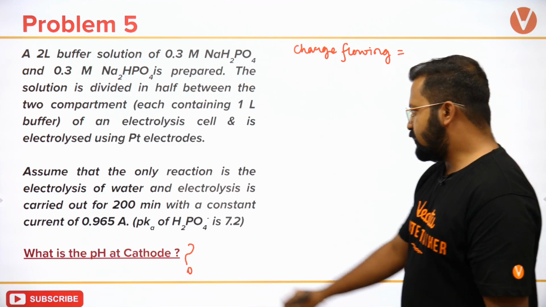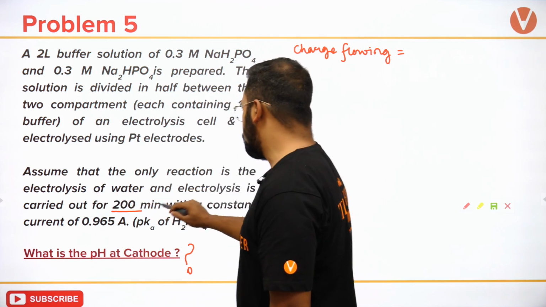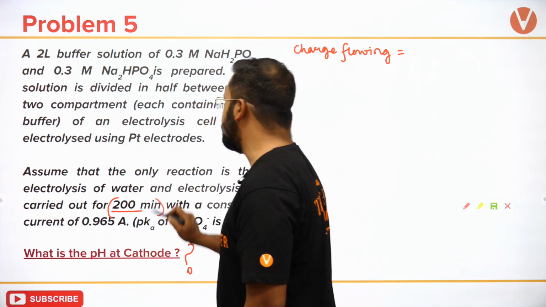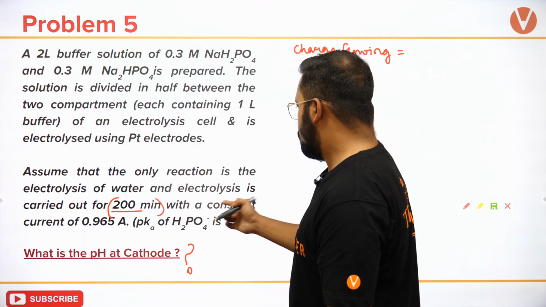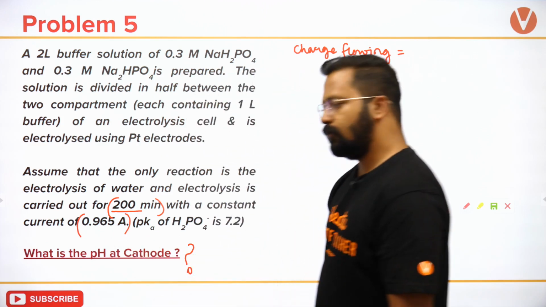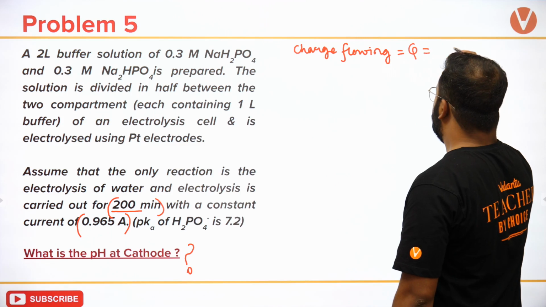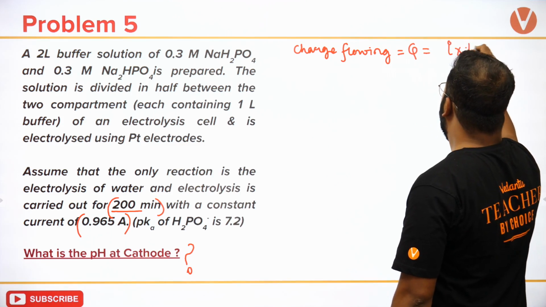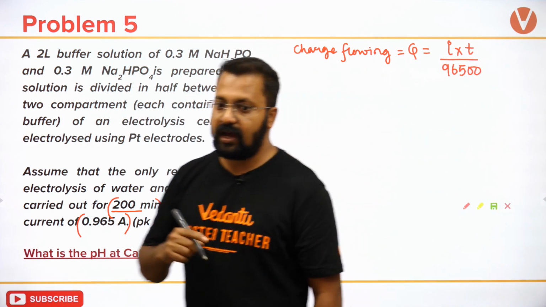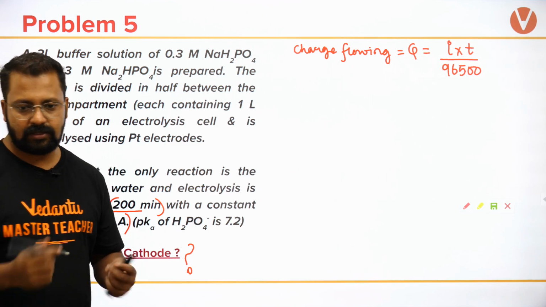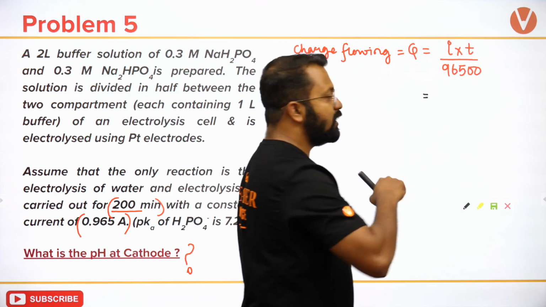Fine. So what is the value given? Assume that the only reaction is electrolysis of water, and electrolysis carried for 200 minutes. Time is given and current is given. So charge, which is Q, is equal to I times T upon 96500. This will give me the charge in terms of Faraday. Yes, this is a JEE Advanced question.